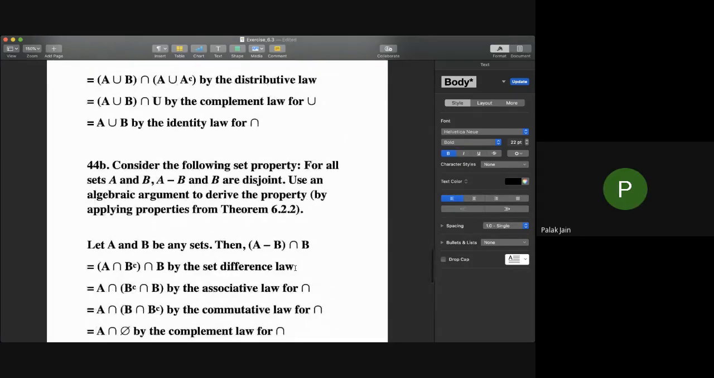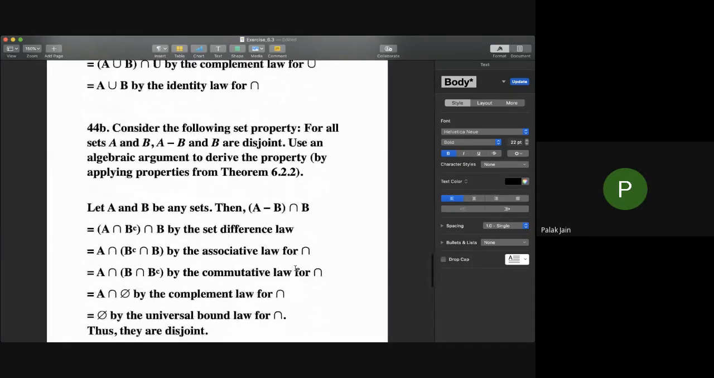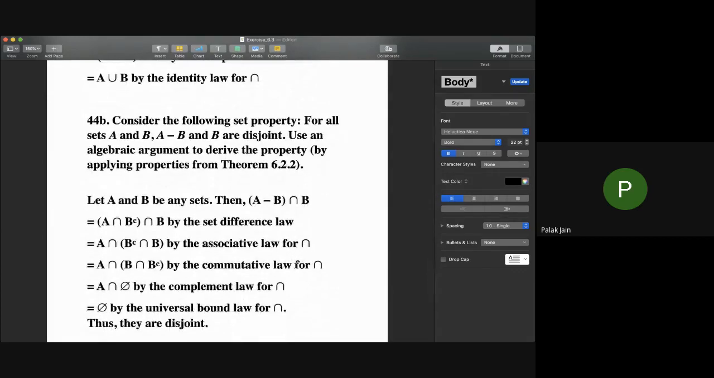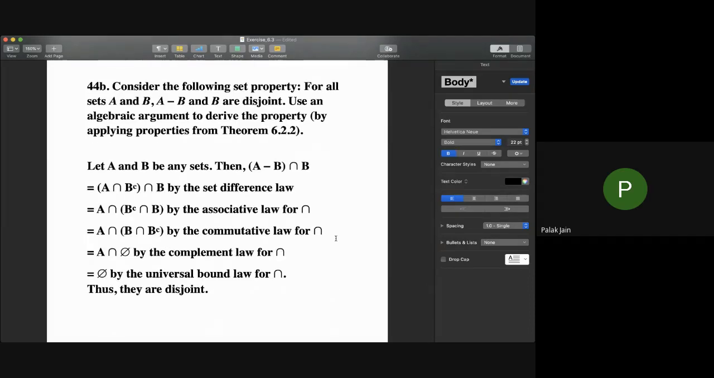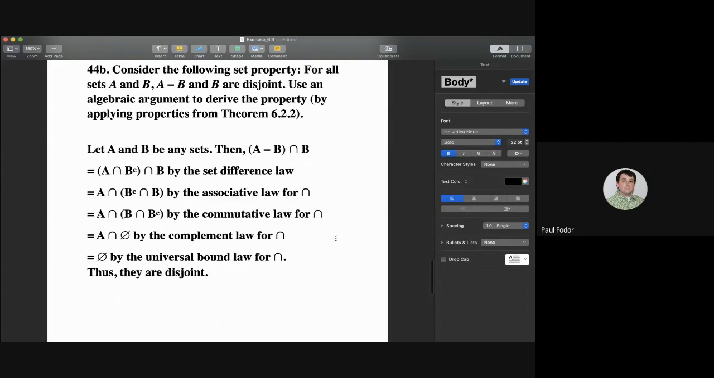Okay, 44B. Most of these are proofs. So consider the following set property. For all sets A and B, A minus B and B are disjoint. You have to use an algebraic argument to derive the property. Now, if A and B are any sets, then (A minus B) intersection B is equal to, similarly, this is a proof and all the properties are given on the right-hand side. Excellent. So you can see you get the empty set at the end.